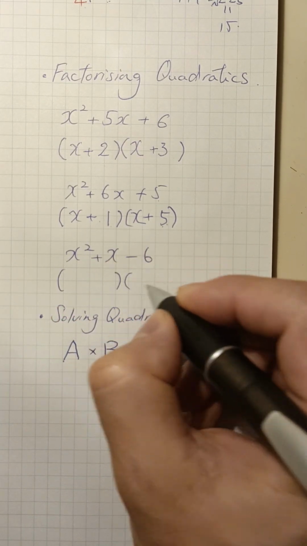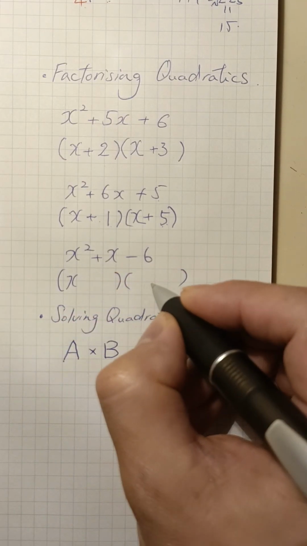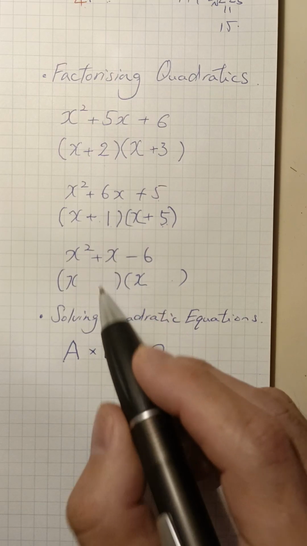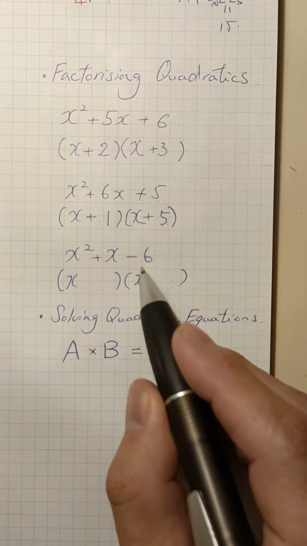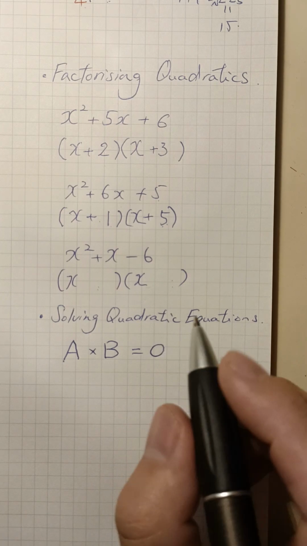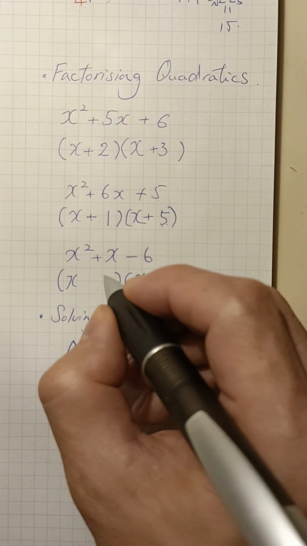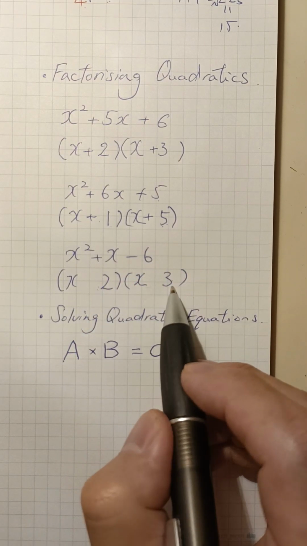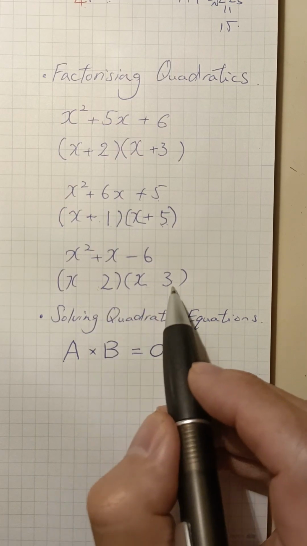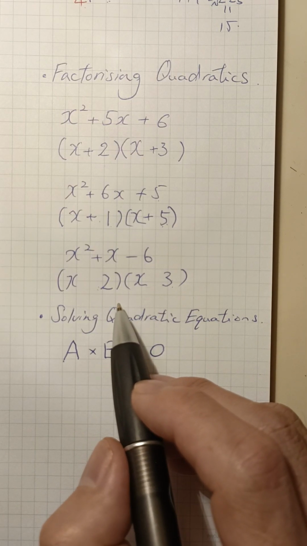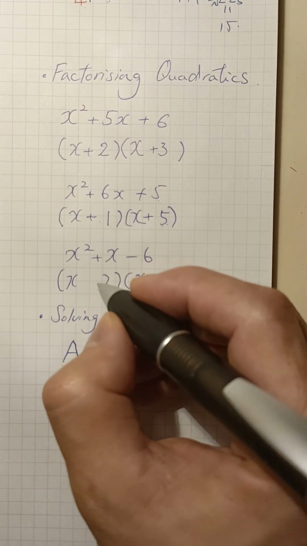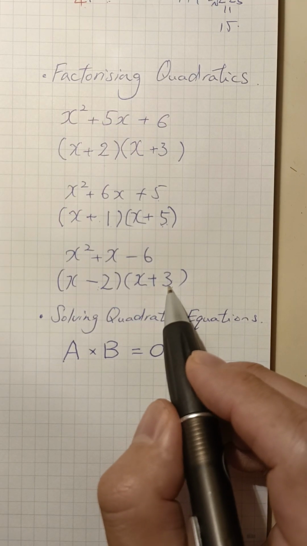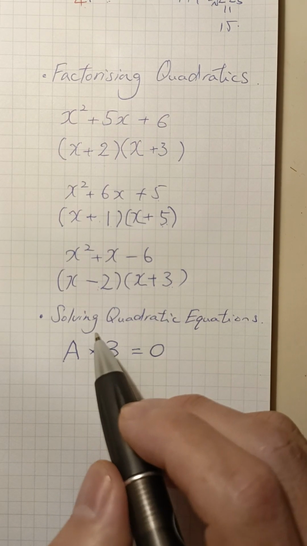Bracket, bracket, x, x. Adding two numbers, you get 1. Multiplying two numbers, you get negative 6. So the difference must be 1. So the 2 and 3 are going to fit here, but one of those must be negative. Which number can you think of? 2 as a negative and 3 as a positive, because 3 take away 2 is positive 1. Okay?